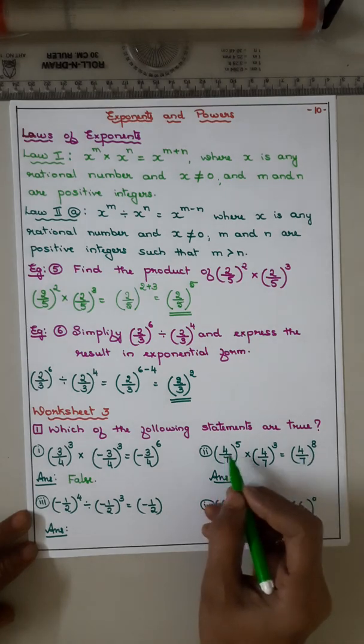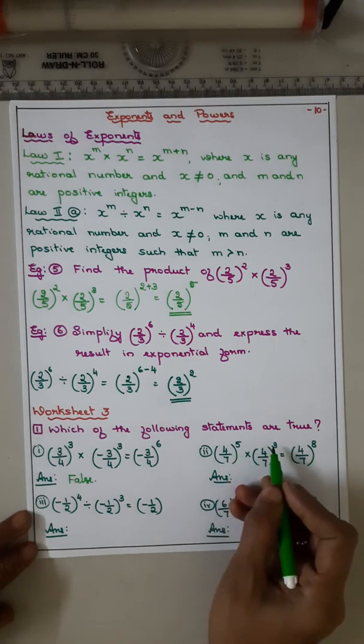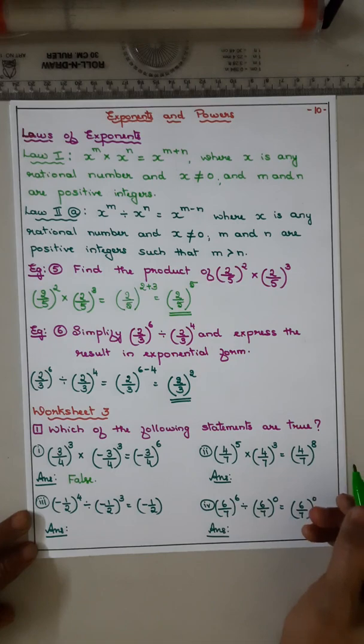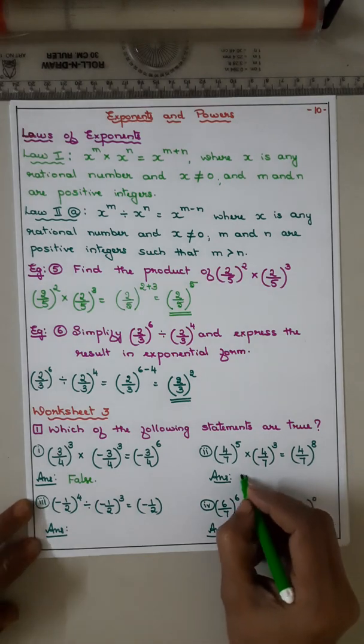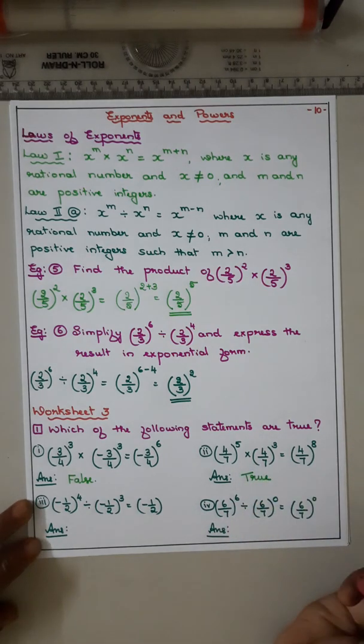What we have to do? Add the powers, right? Add both the powers. 5 plus 3 is 8. So is it correct? Yes, it is true.